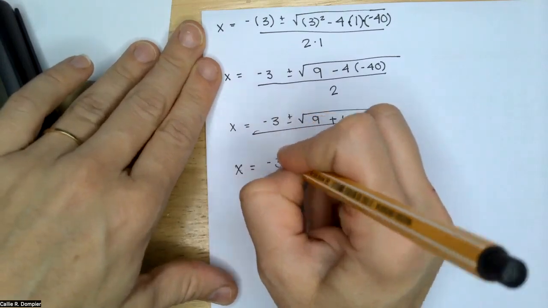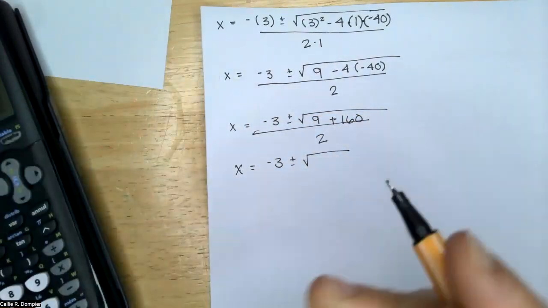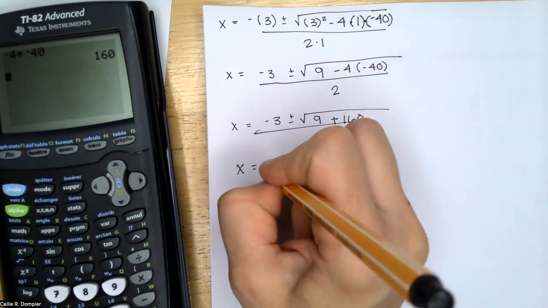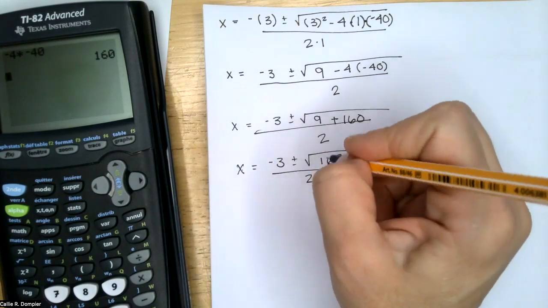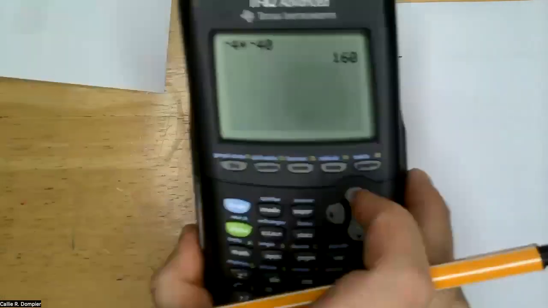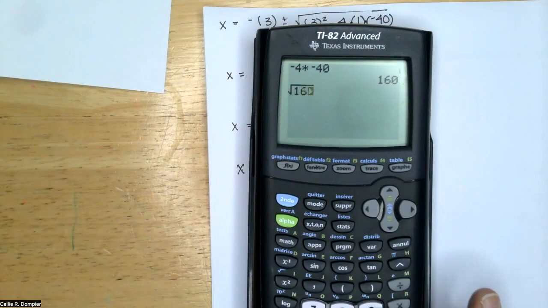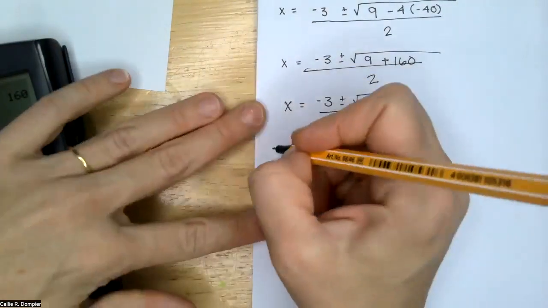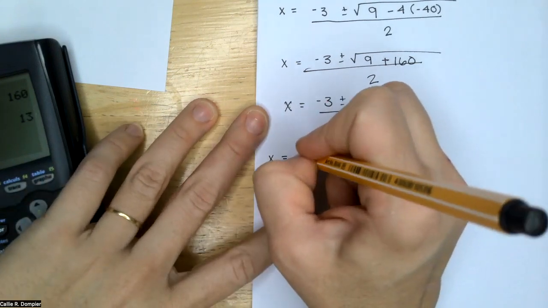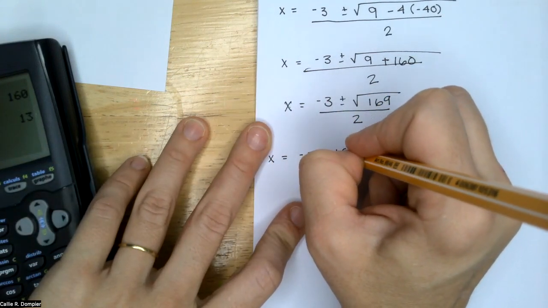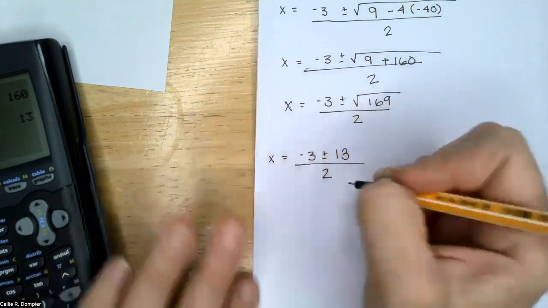So that's negative 3 plus or minus the square root of 9 plus 160, which is just going to be 169. All of that over 2. So it's not just the radical divided by 2, it's everything. Check to see if that's a perfect square. The square root of 169 is 13. Yay! X is negative 3 plus or minus 13, not 16, over 2.